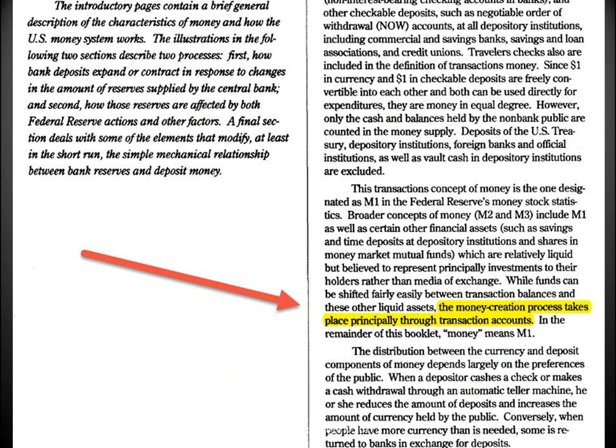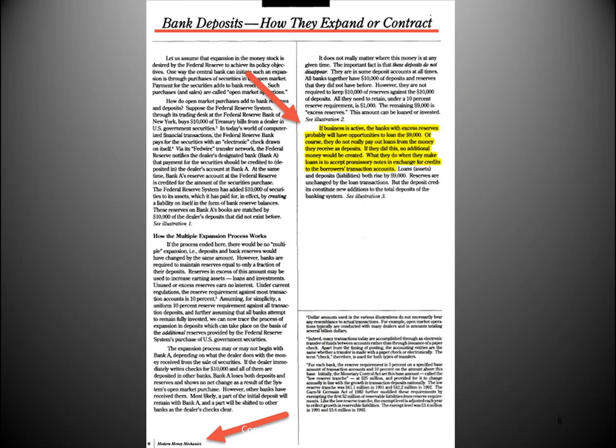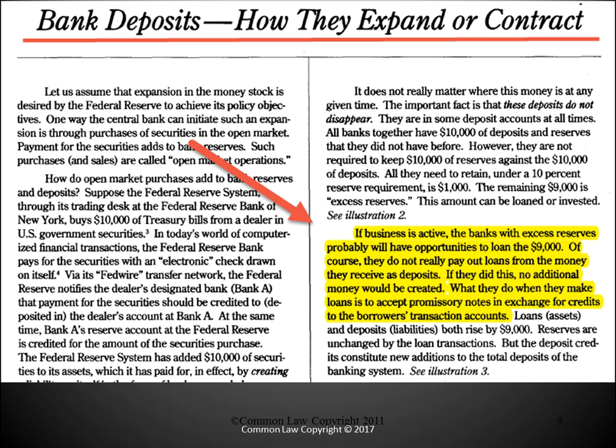The highlighted area says the money creation process takes place principally through transaction accounts. The money creation process. And this is the text right here. It's on page 2. And then this is on page 6. And it says if business is active, the banks with excess reserves probably will have opportunities to loan the $9,000. Okay, it's going through a scenario.